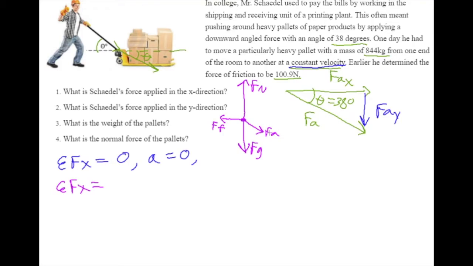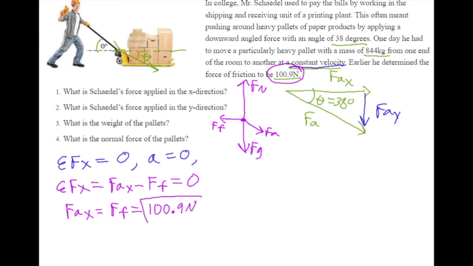Therefore, our net force in the x direction is just going to be the forces that point to the right, while force applied does point to the right, in the x component. So it would be force applied x minus force friction, because that points to the left. And this is 0 because we're moving at a constant velocity. Therefore, force applied x is just equal to force friction, which is given to us in our problem, 100.9. So force applied x is just 100.9 newtons.